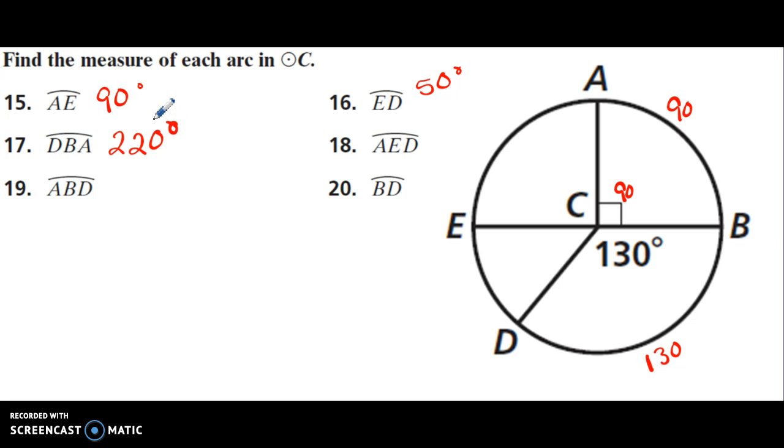For arc AED, we know that this is 90 already. We figured that E to D was 50, so A to E to D is 90 plus 50, or 140. Arc ABD, I'm going to add 90 and 130, and that's going to give me 220.